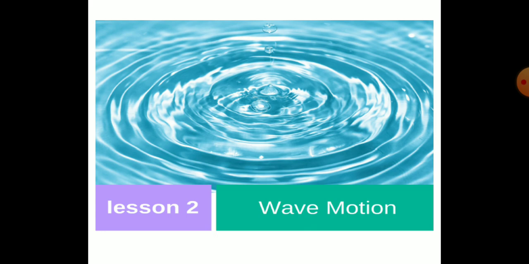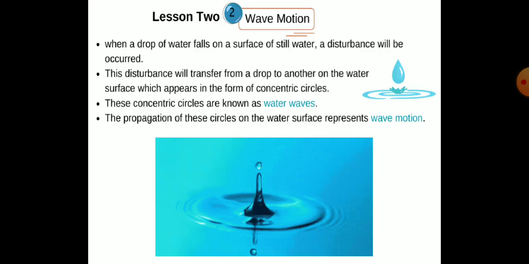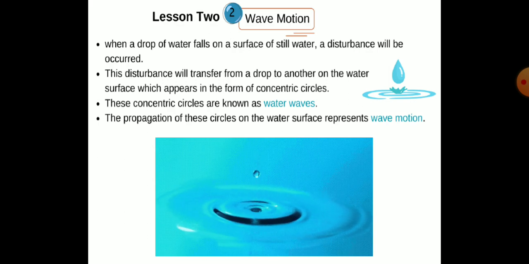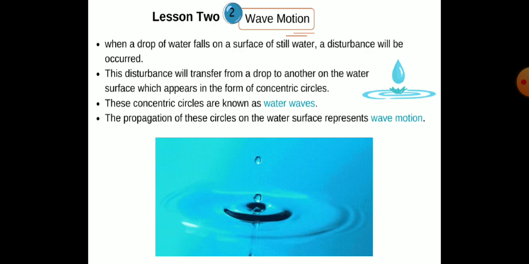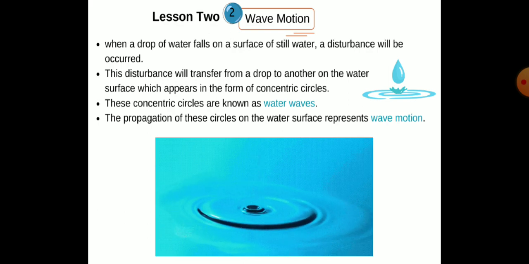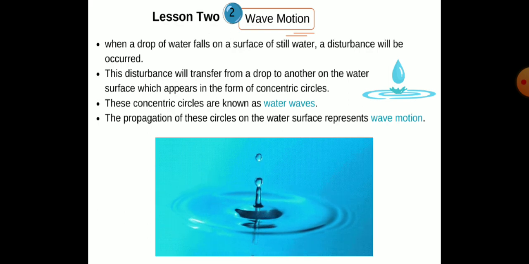Today, we are going to talk about Lesson 2 on Unit 1 Wave Motion. So, first, look at this picture. When a drop of water falls on a surface of still water, a disturbance will occur.